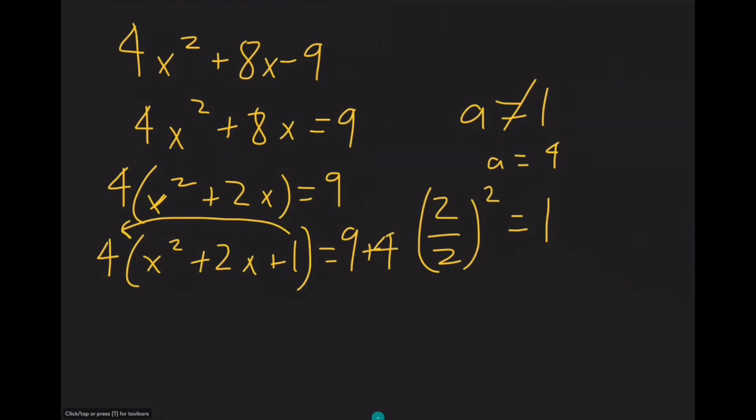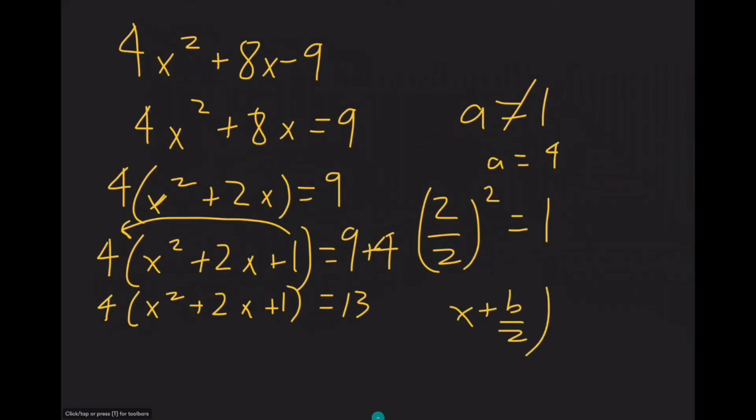So if this number was 5 for this example, it would have been 9 plus 5. So it will be 4 times x squared plus 2x plus 1 equals 13. So then we're going to want to simplify x squared plus 2x plus 1 with x plus b over 2 squared, and we're going to get 4 times x plus 1 squared equals 13.